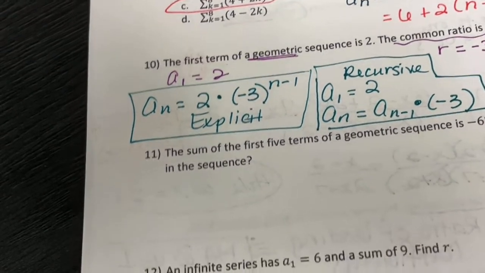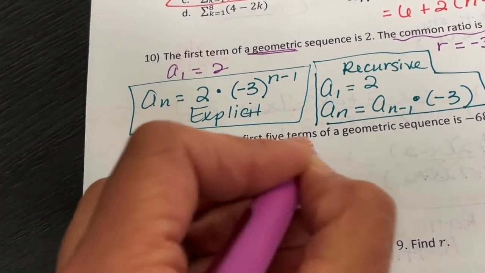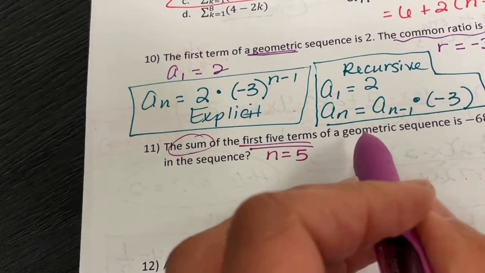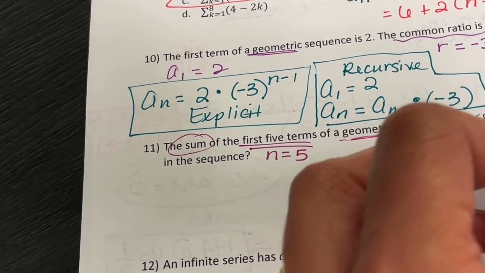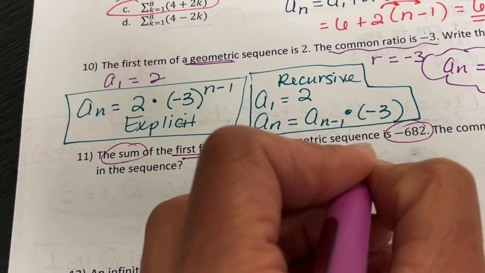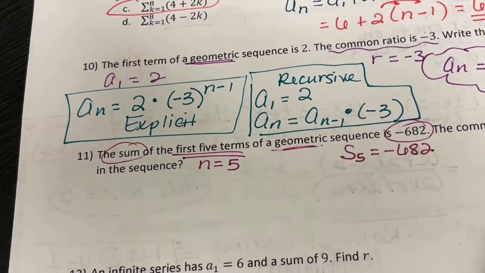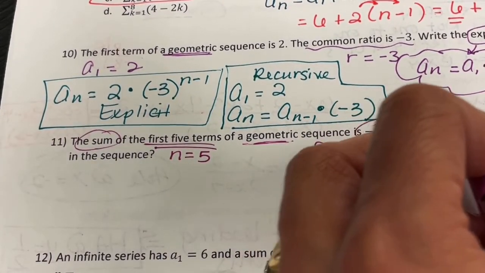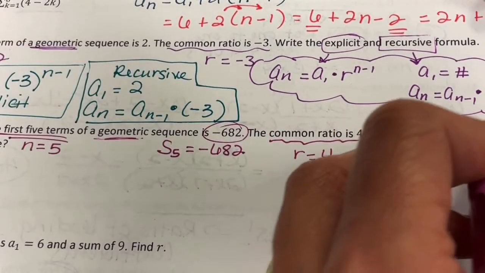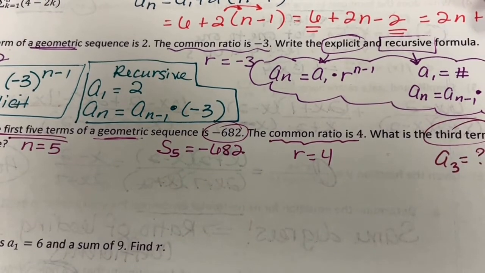Number 11 says the sum of the first 5 terms. So we're talking sum, first 5 terms. So that tells me that n, the number of terms, is 5, of a geometric sequence is negative 682. So that tells me S sub 5, the sum of the first 5 terms, equals negative 682. The common ratio is 4, so r equals 4. What is the third term? So they want to know a sub 3. What is a sub 3 equal?